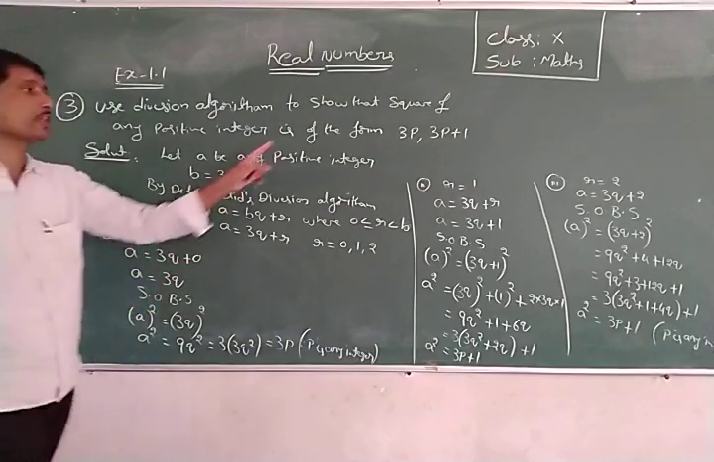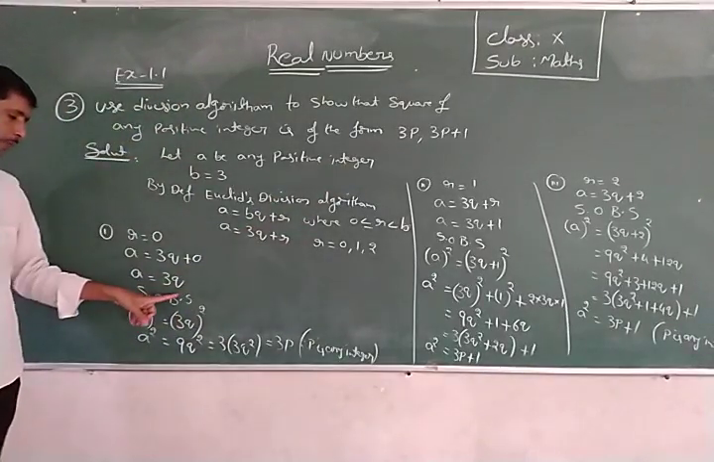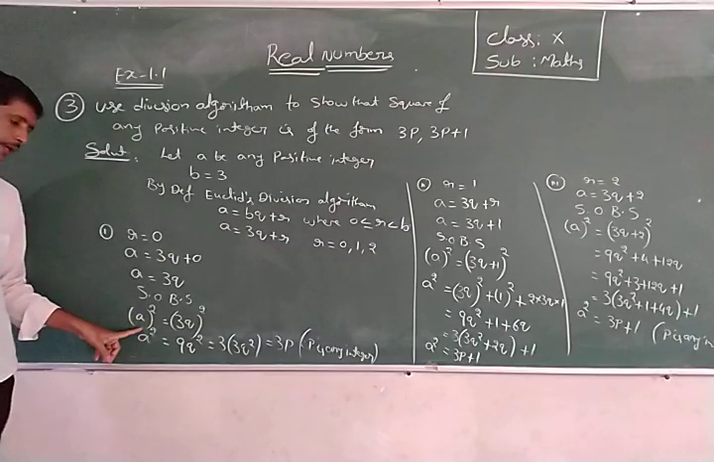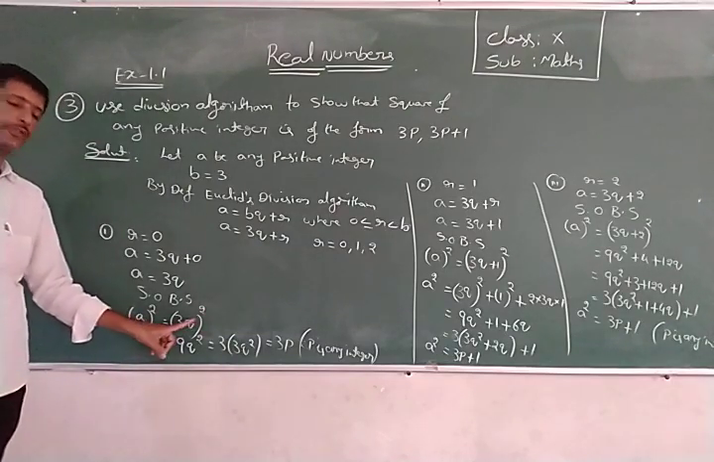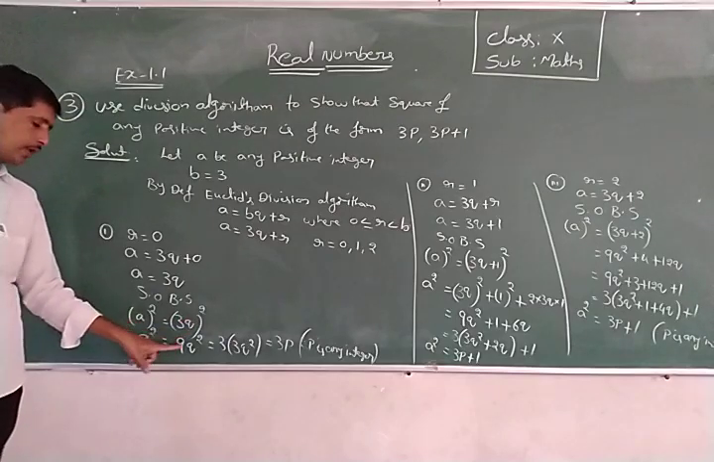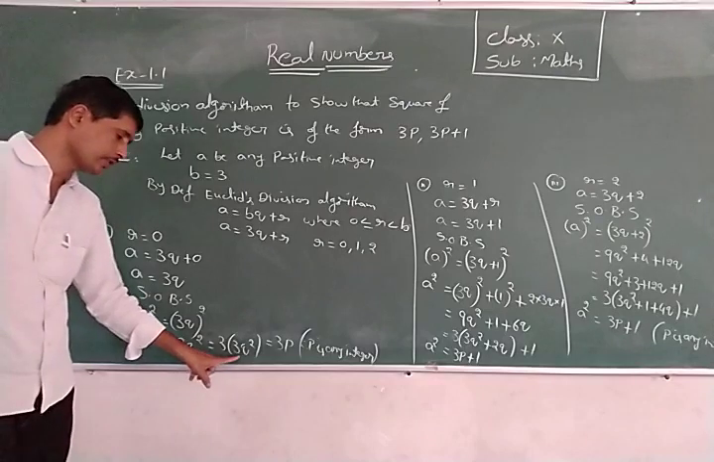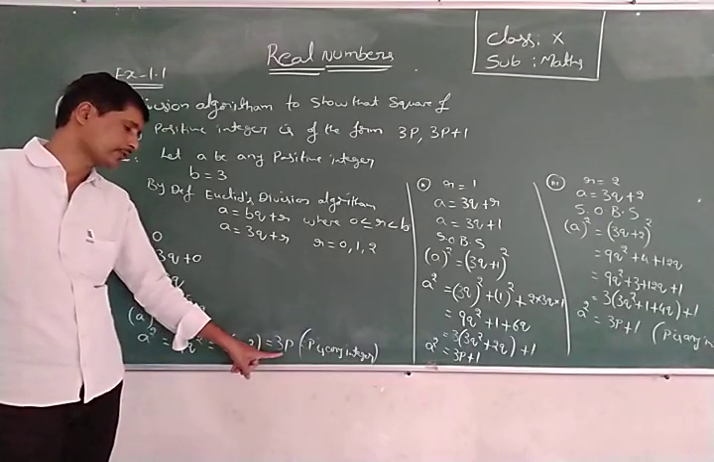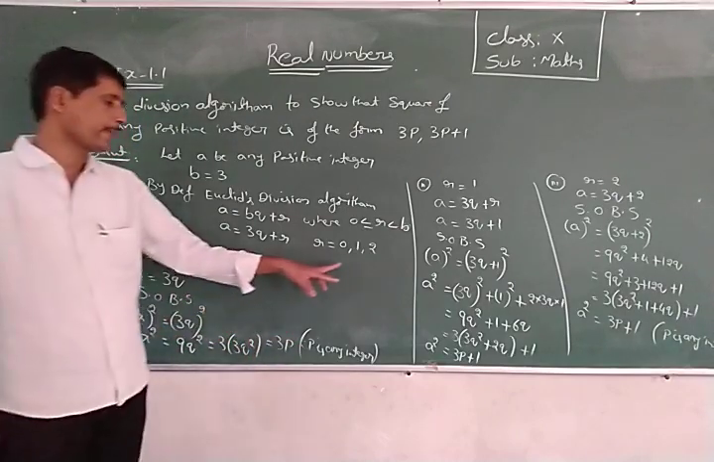The question asks about the square of any positive integer. Squaring both sides, a squared equals (3q) squared. 3q into 3q is 9q squared. 9q squared can be written as 3 into 3q squared, and 3q squared can be written as 3p, where p is any integer.